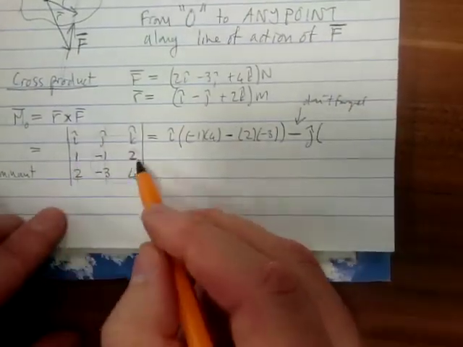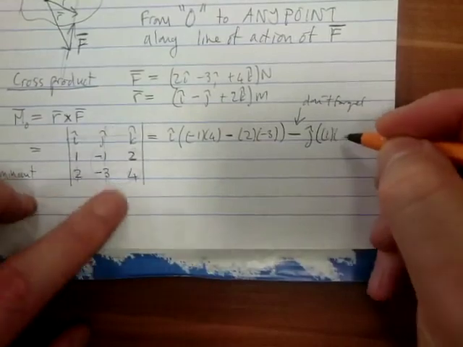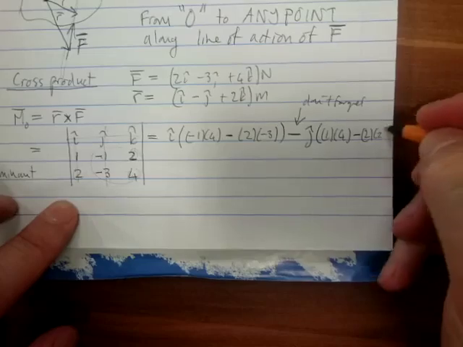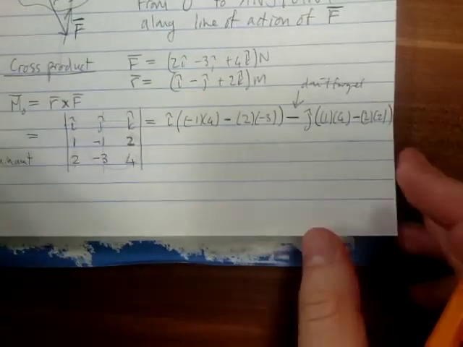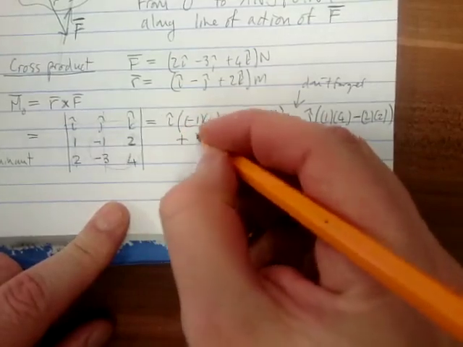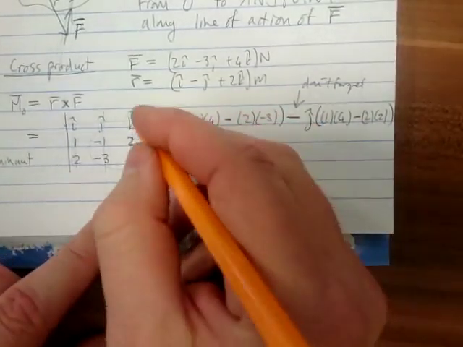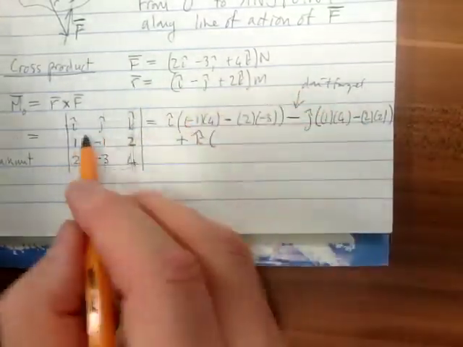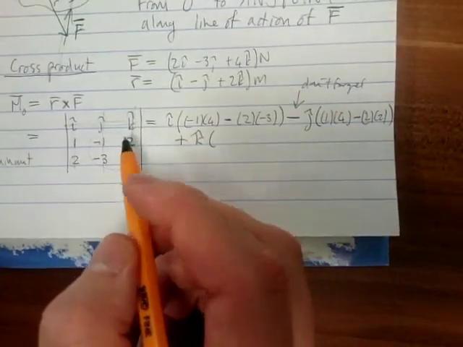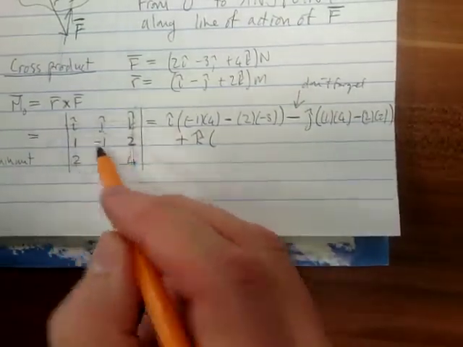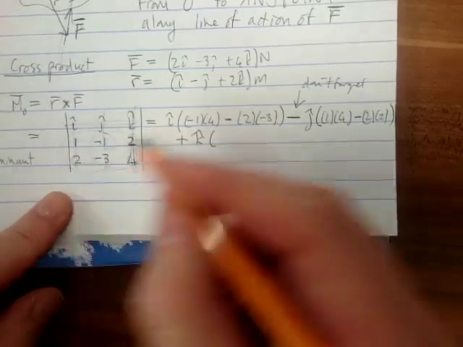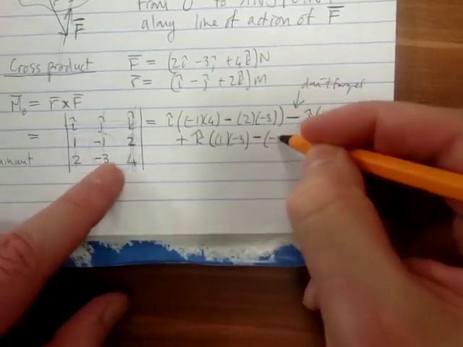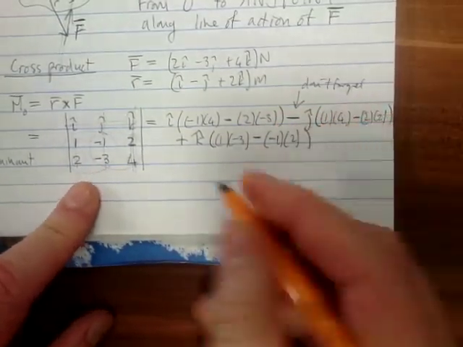So it's that times that minus that times that. 1 times 4 minus 2 times 2. Then plus K, open bracket, cross out the K column, and we cross that out. Then we're left with these four numbers, so it's that times that minus that times that. So 1 times minus 3 minus 1 times 2, close brackets.